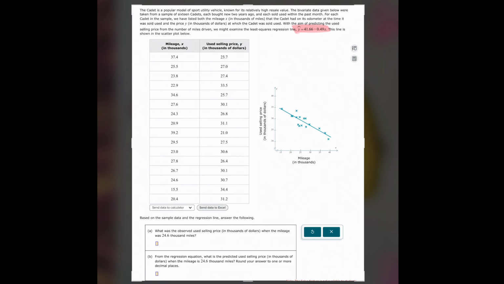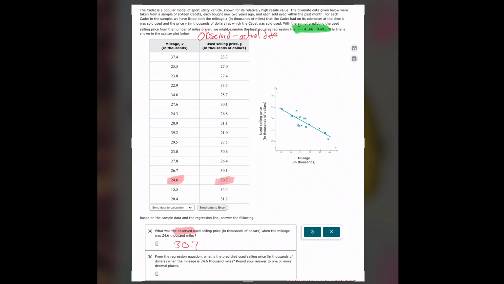What was the observed selling price when the mileage was 24.6? Okay, so observed is the actual data that we got. So this one says observed. So at 24.6, I'm going to go find the 24.6. Is there a 24.6? Why am I not seeing it? Right there. It is 30.7. So we actually observed a mileage of 24.6 and the used selling price was 30.7.